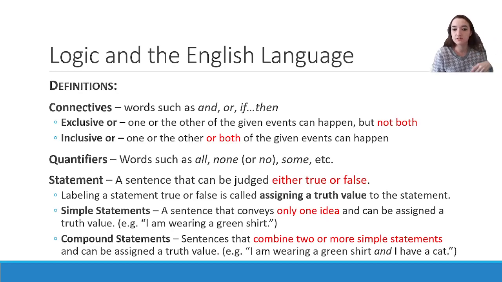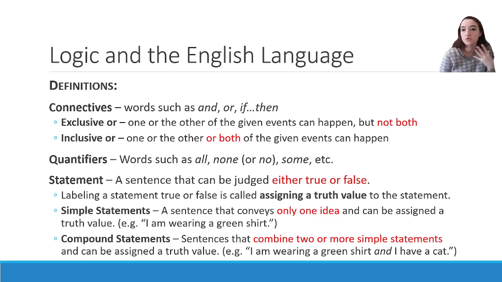Then compound statements are sentences that combine two or more simple statements using connectives, usually. So like, I am wearing a green shirt and I have a cat, right? Well, we already know the first part of that is false, so the whole thing is going to be false. I also don't have a cat, so both things are false, right? I'm really lying to you right now. But that's what you really want to think about with these statements: when are you being lied to? That's the question you want to ask.